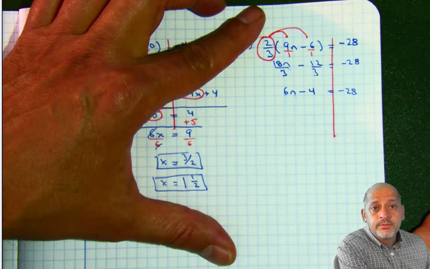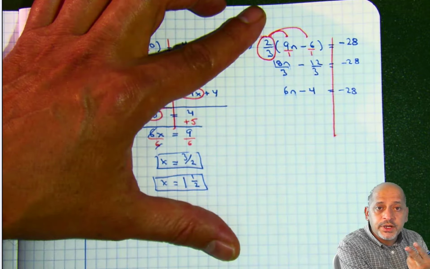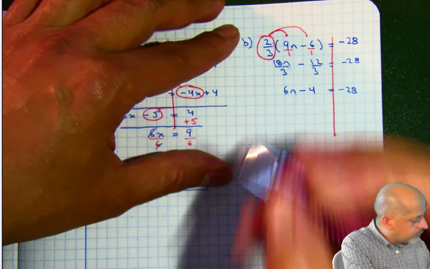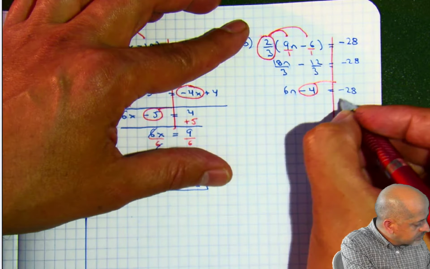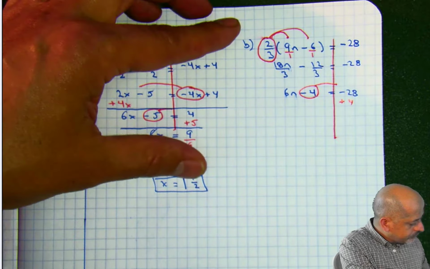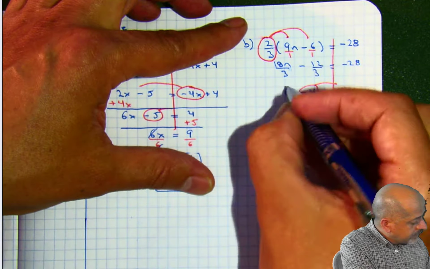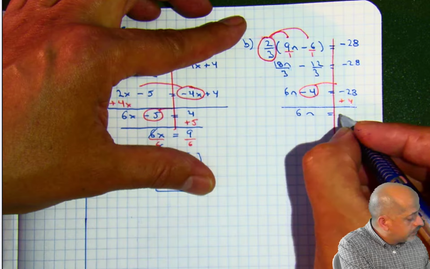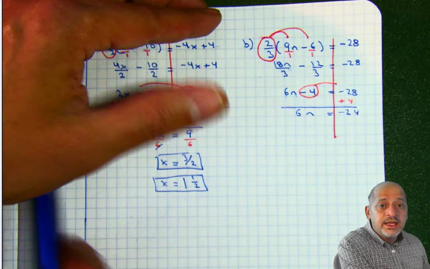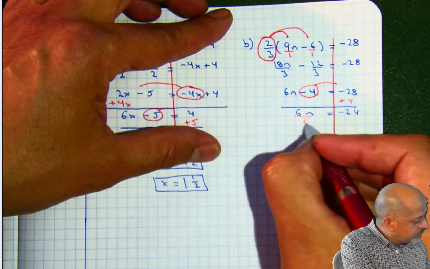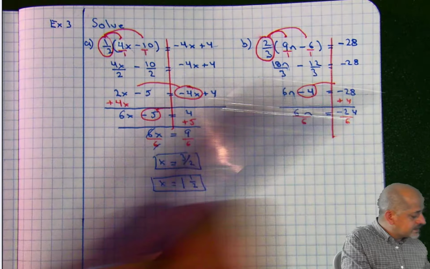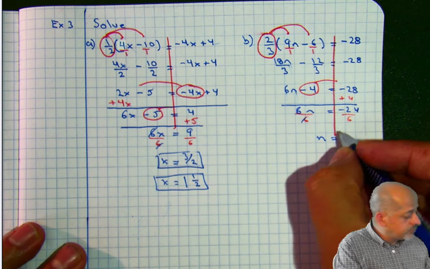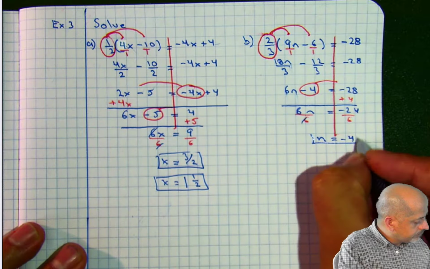And I can solve. Two-step equation, right? So what should I get rid of first? The 6 or the negative 4? Correct, the negative 4. Move it to the right, we can say positive 4. That gives me 6n equals negative 24. And divide by 6 on both sides. So therefore my 6 cancels. N equals negative 24 divided by 6 will give me negative 4. Excellent.